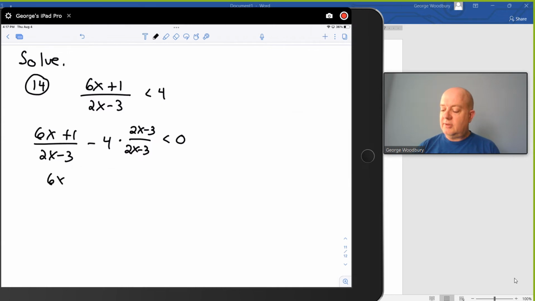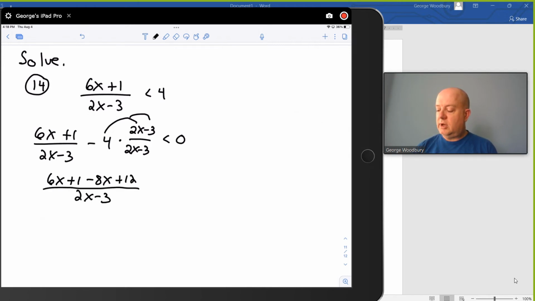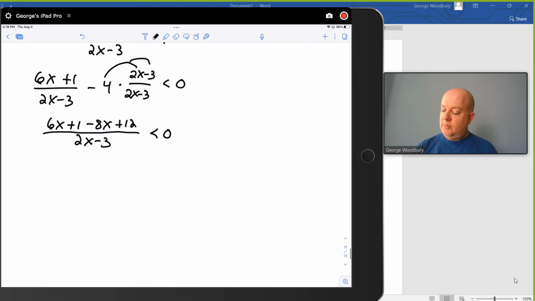So the left side is going to be 6x plus 1. Distribute the -4. -4 times 2x is minus 8x. -4 times -3, that's plus 12. And that's all going to be over 2x minus 3 being less than 0. Simplify the numerator, and we've got -2x, 6x minus 8x, and plus 13, 1 plus 12, over 2x minus 3 less than 0.